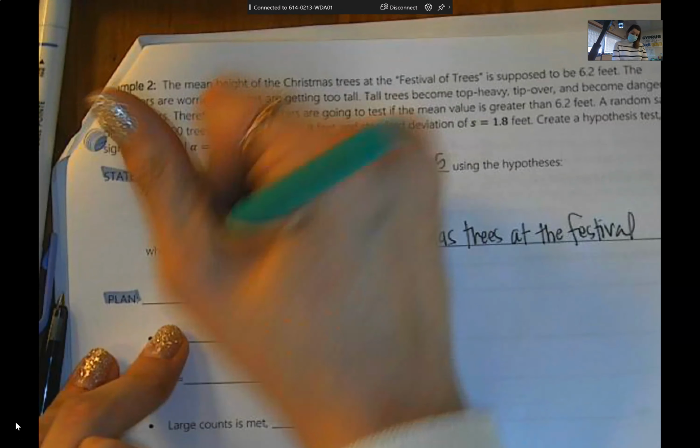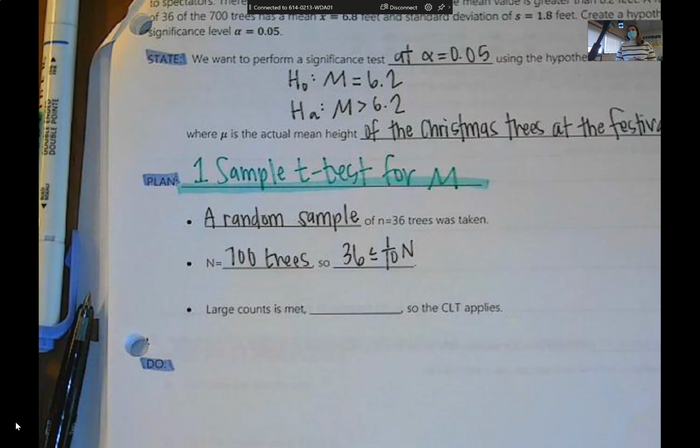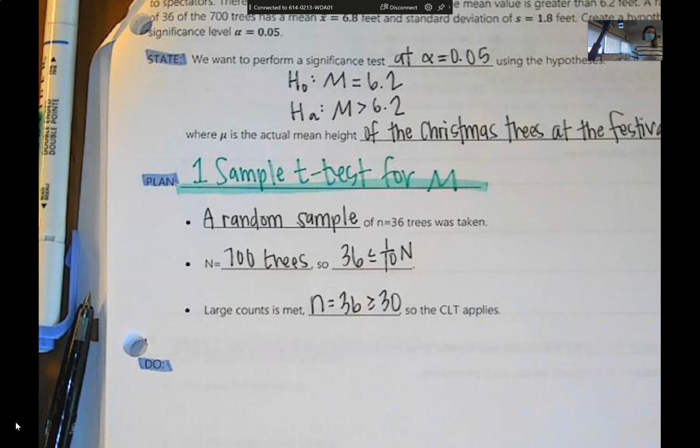So 36 is less than 1/10 of N. 1/10 of N would be 70. So we're definitely less than 70. And then last, we get lucky because large counts is met. N is 36, which is greater than or equal to 30. So the CLT applies and we can use T procedures. So this one we get lucky.